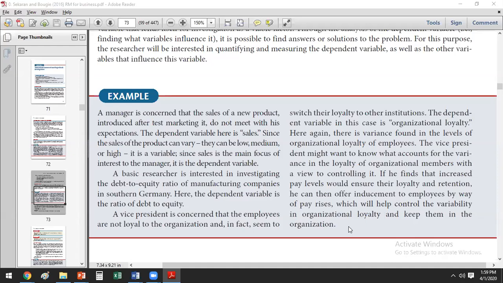Partially, I would like to discuss the example. A manager is concerned that the sales of a new product introduced after test marketing do not meet his expectation. The dependent variable here is sales. Since the sales of the product can vary, they can be low, medium and high. It will vary and change; it will not stay static. It is a variable, since sales is the main focus of interest to the manager. It is the dependent variable. So it will be a dependent variable.